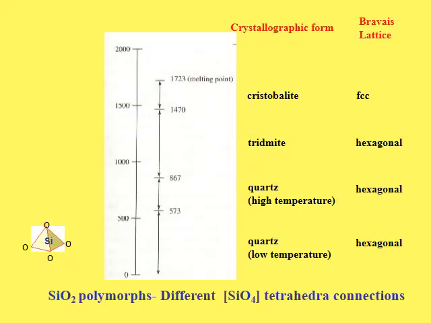This figure shows the relative stability of the different silica polymorphs as a function of the temperature. The interesting point for us here is that these polymorphs are all built from the very same tetrahedral SiO4 unit. The differences among the different structures may be explained by the tetrahedral connections.